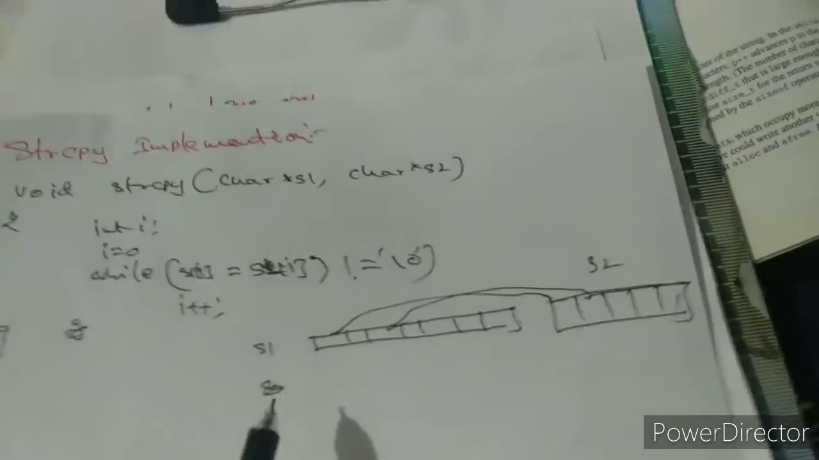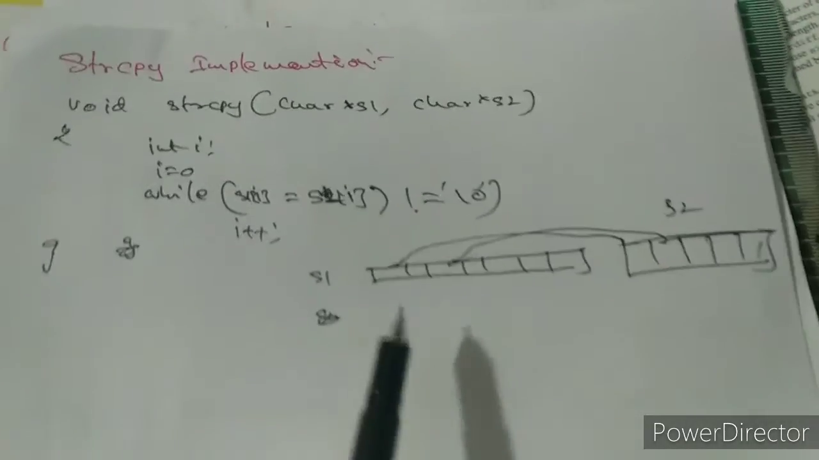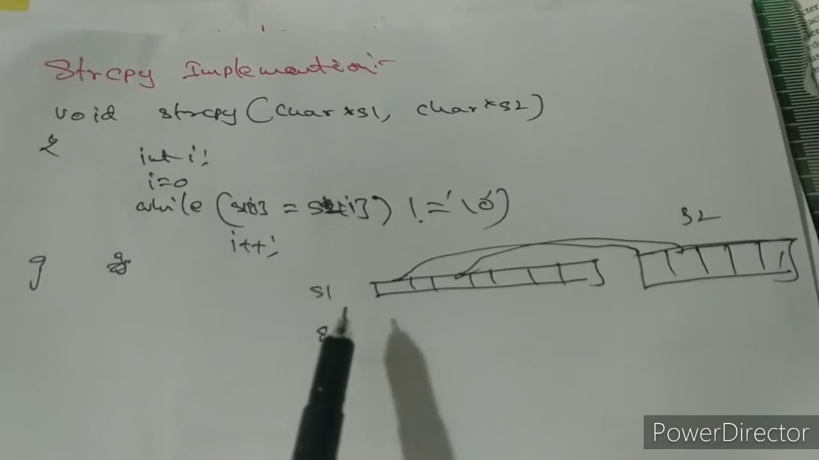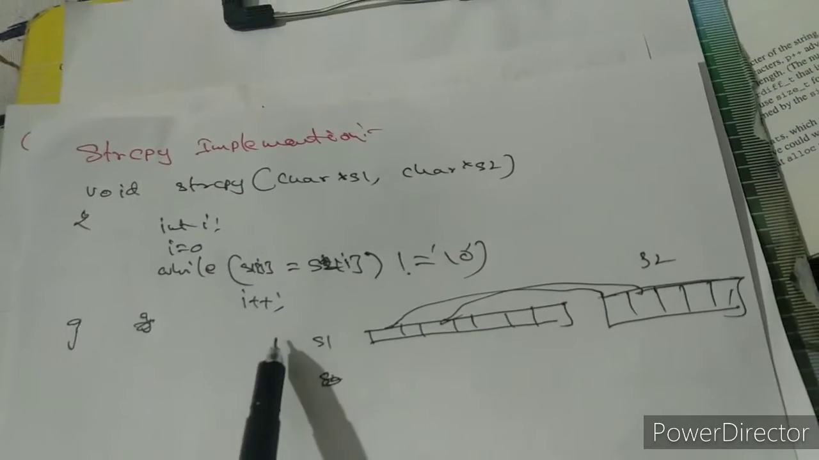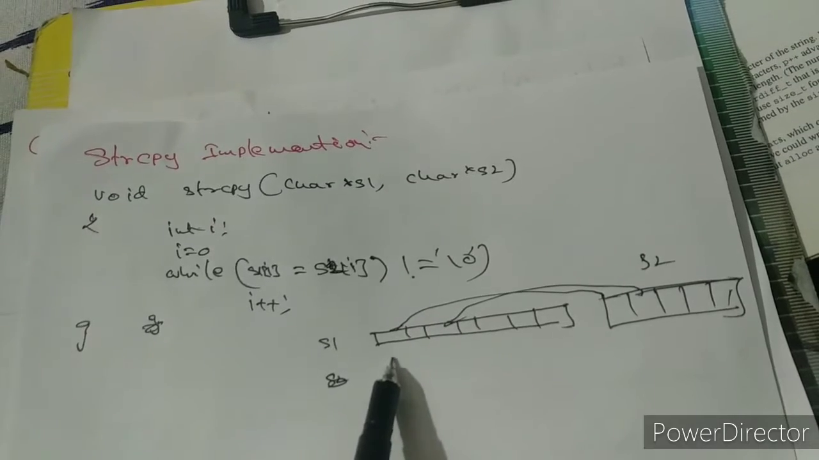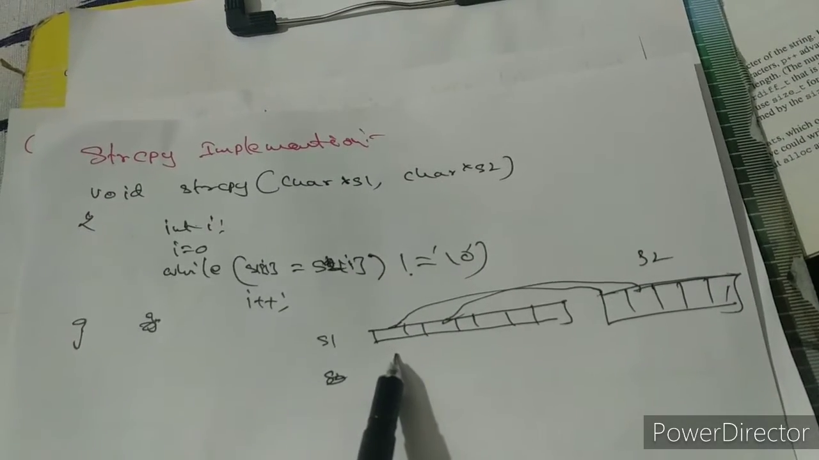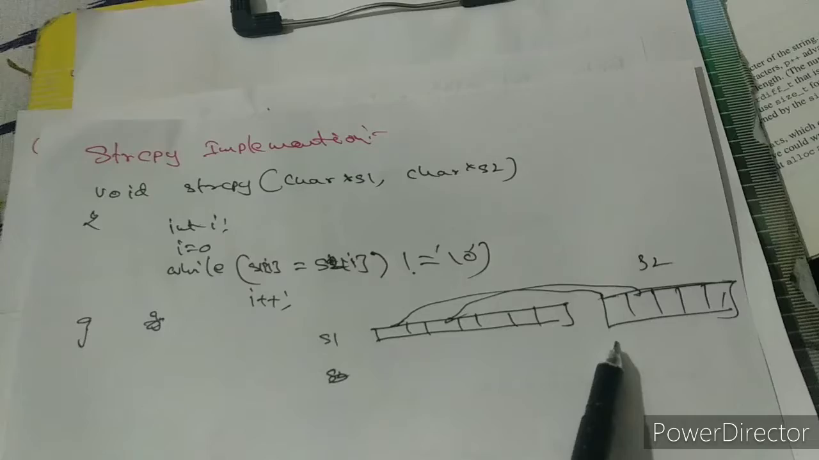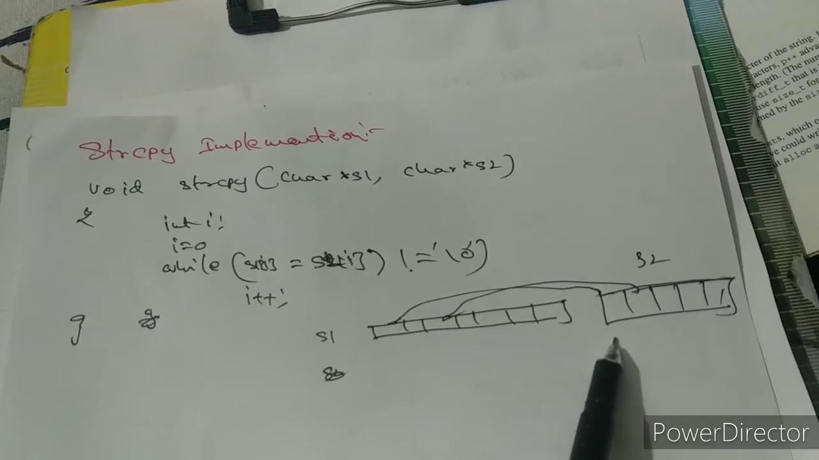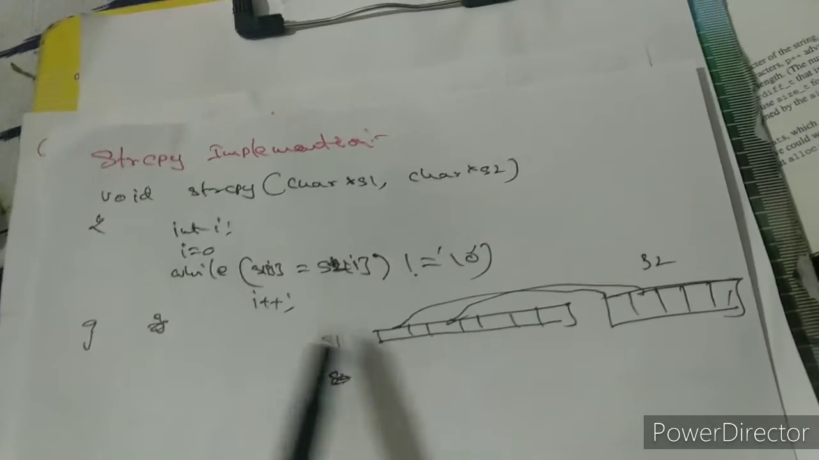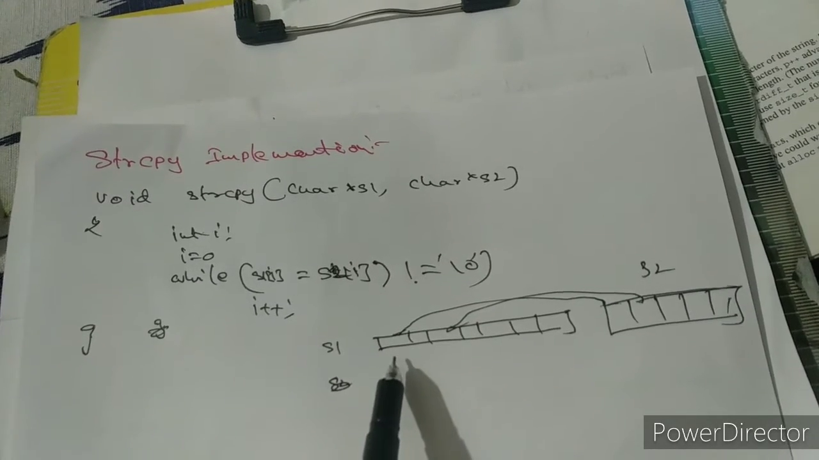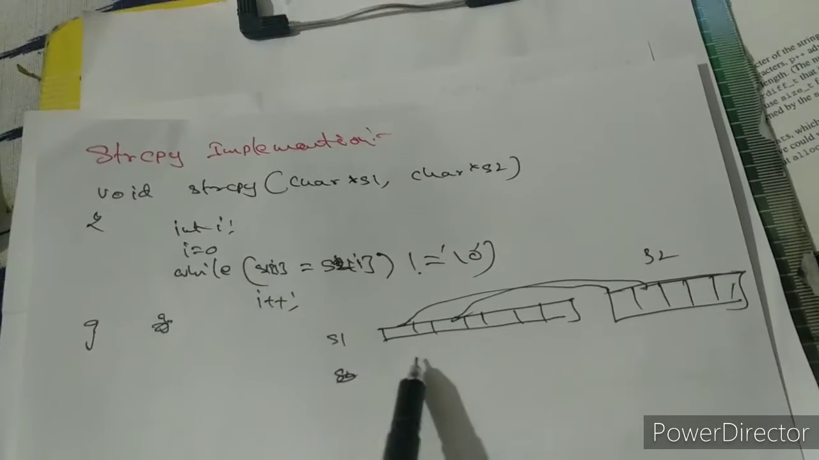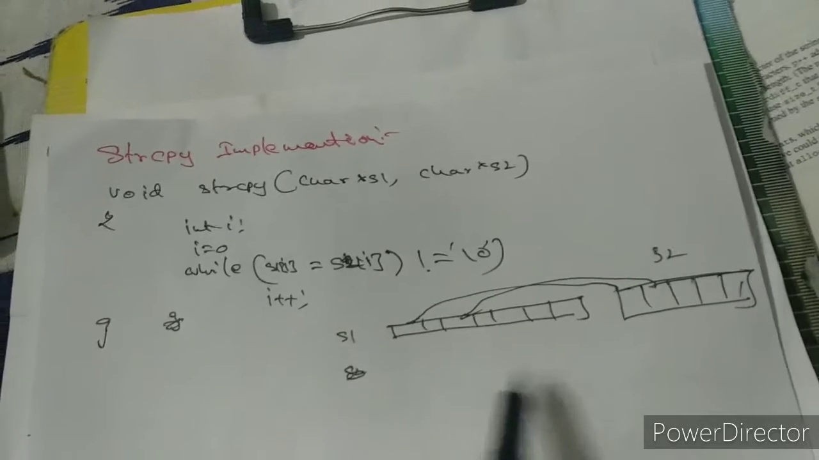Here I have declared, for your ease of understanding, this is the s1 string, this is the s2 string. Suppose initially i is pointed here, at both places. Whenever the loop is executing, for both strings, i will be incremented.